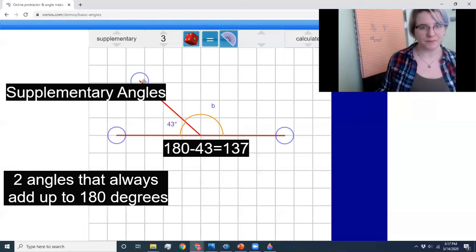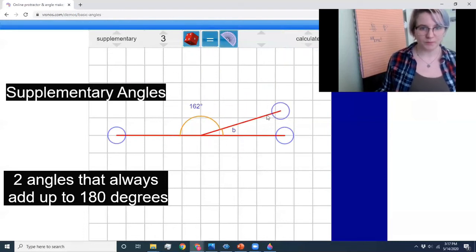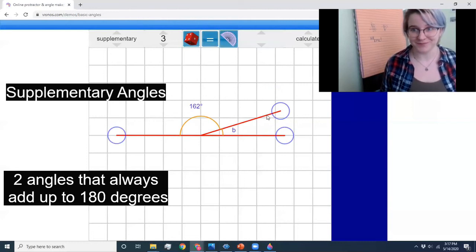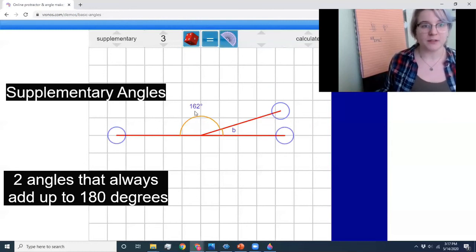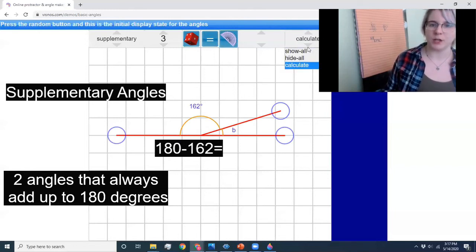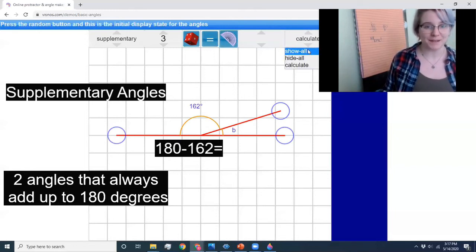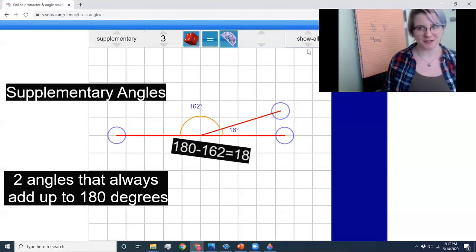Let's look at another one. What if we take it all the way over here? How do we find angle B? Well, we know that these two supplementary angles add up to 180. So we take 180, we subtract what we already know, which is 162 degrees. 180 minus 162 is 18 degrees.